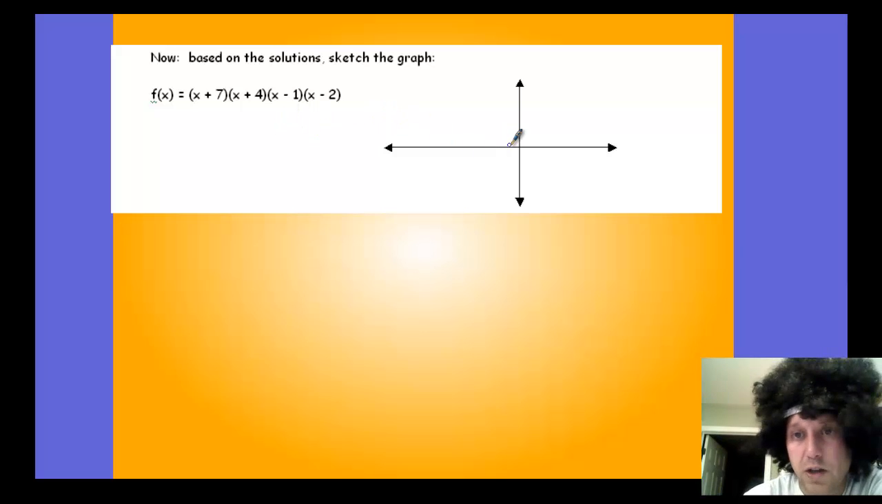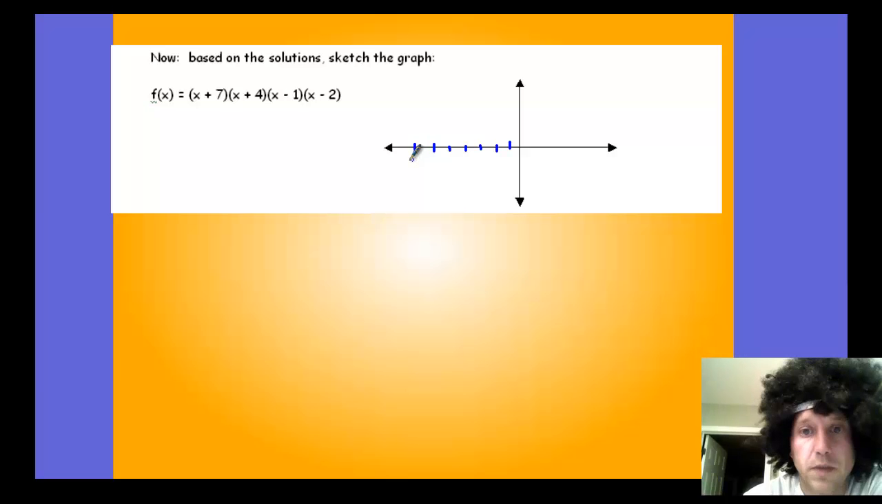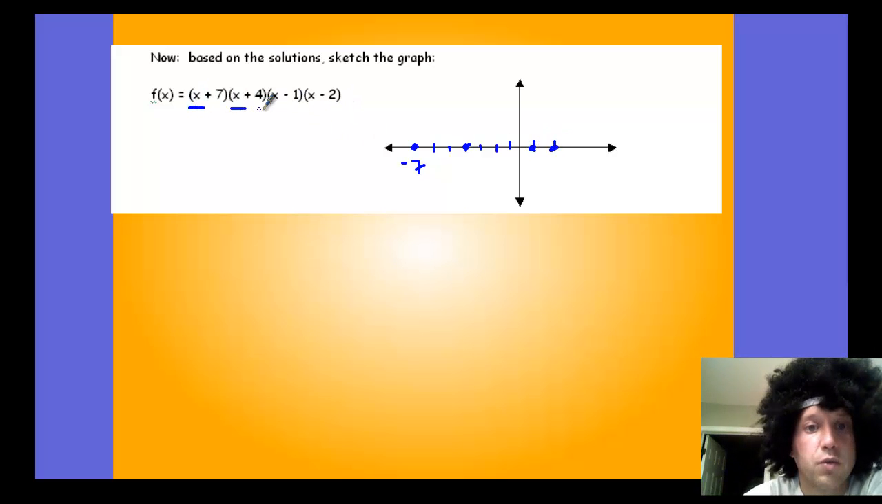So we can actually plot -7, there should be a point. -4, there should be an x-intercept. And then 1 and 2, they're also x-intercepts. Because it's x to the 4th, we have 4 x's here, x to the 4th. All of their coefficients are 1.